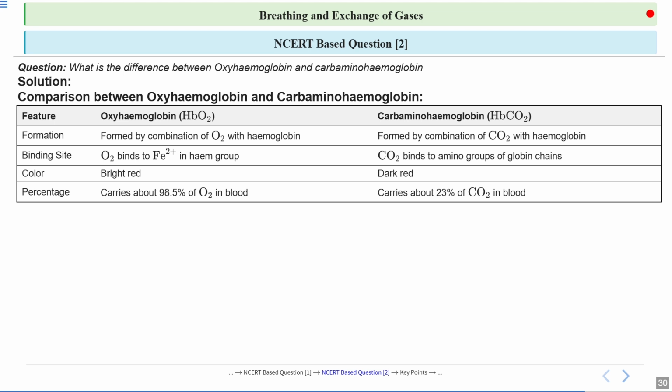Binding site: O2 binds with iron in a heme group, and CO2 binds with the amino group of the globin chain. Globin is a protein that this hemoglobin is made up of. So CO2 is combined with the amino group of the globin chain, right? Color: oxyhemoglobin is bright red in color, and that is why the blood becomes red when it's combined with the hemoglobin. And here it is dark red. Percentage: oxyhemoglobin carries about 98.5% of oxygen in the blood, and carbaminohemoglobin carries about 23% of CO2 in the blood.